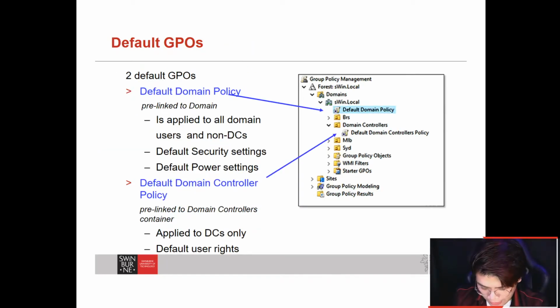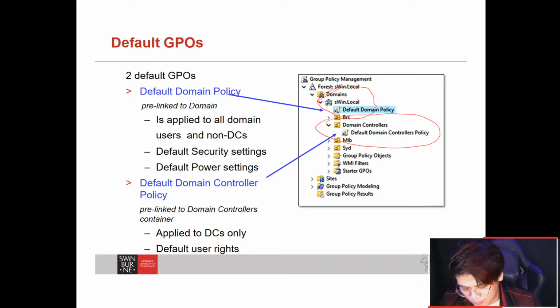When we create a domain, we have 2 default GPOs. The default domain policy is linked to the domain itself, and the default domain controller policy is linked to the domain controllers. The default domain policy applies to all domain users and non-domain controller computers, and it has default security settings and default power settings. The default domain controller policy applies to the domain controllers only, and it applies default user rights.